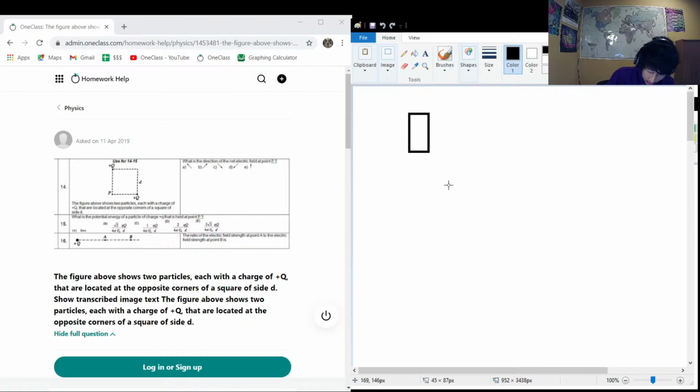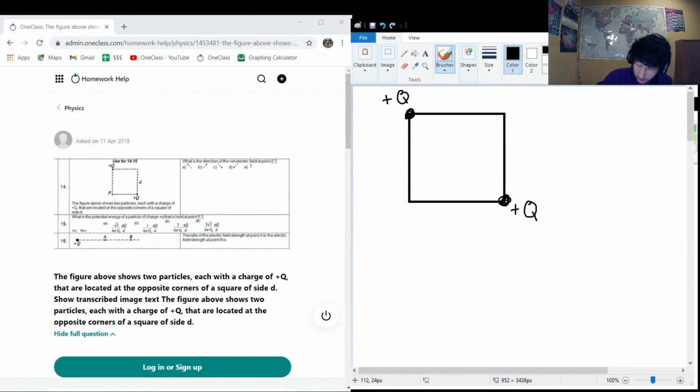Okay, so let's actually draw out this situation. Conveniently, I can draw out a nice square like this. Kind of represent this situation, looks good. So we know that here we have charge plus q, and here we also have a plus q. Nice and straightforward. This is a square, so all sides are like this, and this distance right here is d. So what we're looking for is the net electric field, or the direction of the net electric field at this point P.